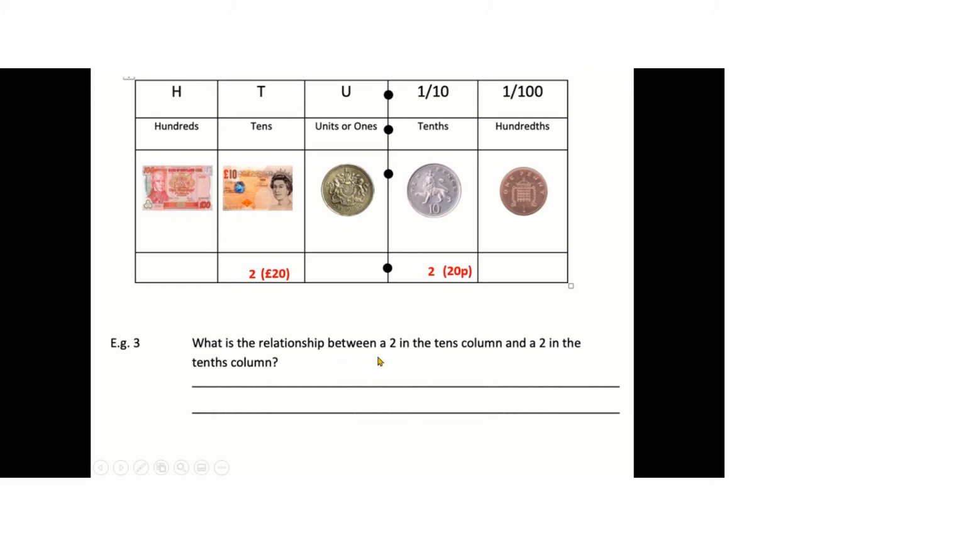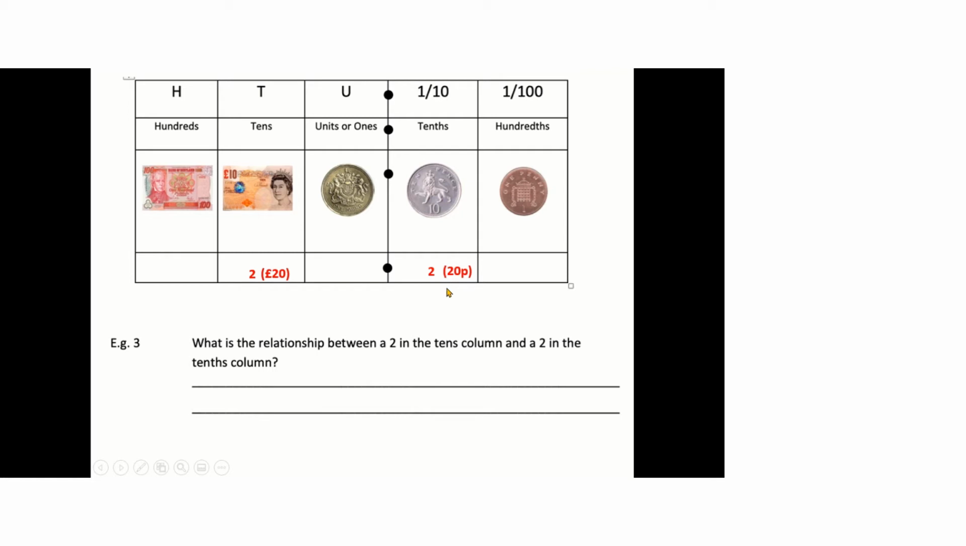So now what's the relationship between these two columns? If I jump one column, the 2 in the units column would be 10 times bigger. But since I'm jumping two columns, 1, 2, the 2 in the tens column is 100 times bigger than the 2 in the tenths column.